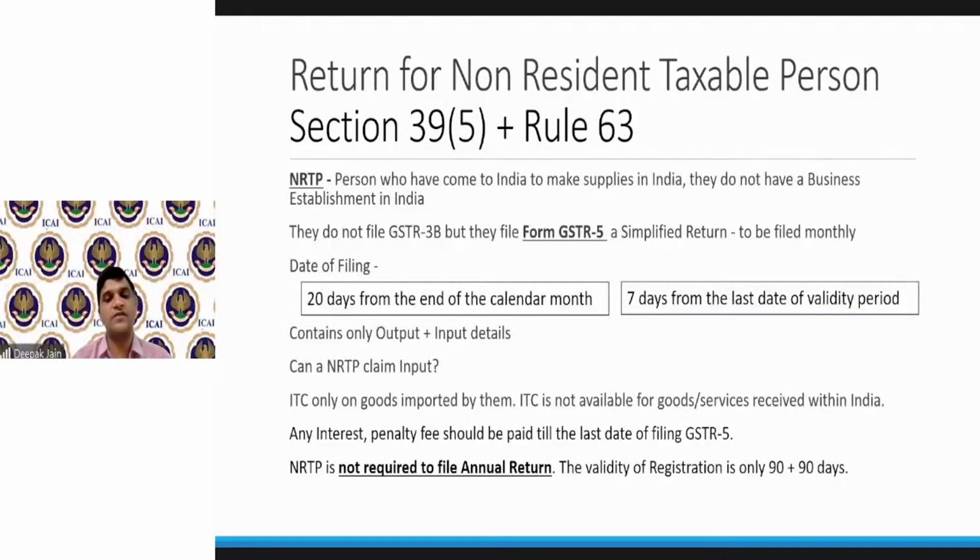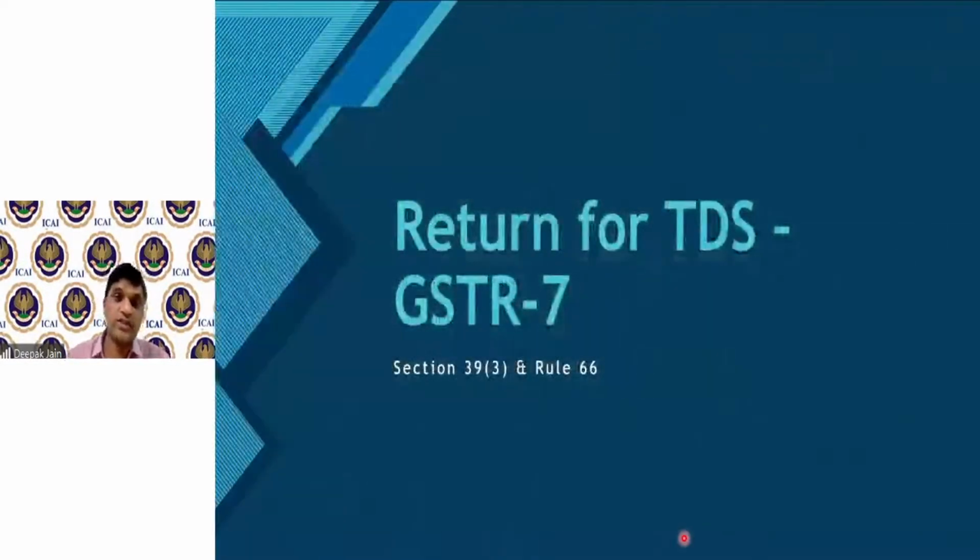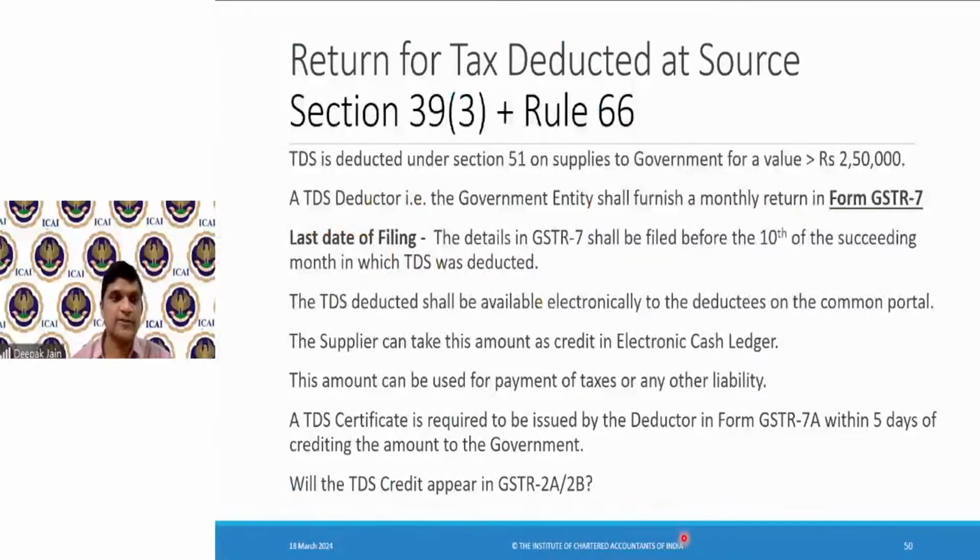Awesome. GSTR 5 is clear. So let's proceed with the next return, which is GSTR 7. Okay. This is a return for TDS filers, right? We have discussed TDS filers. This is covered under section 39.3 and Rule 66. Who is to deduct TDS?